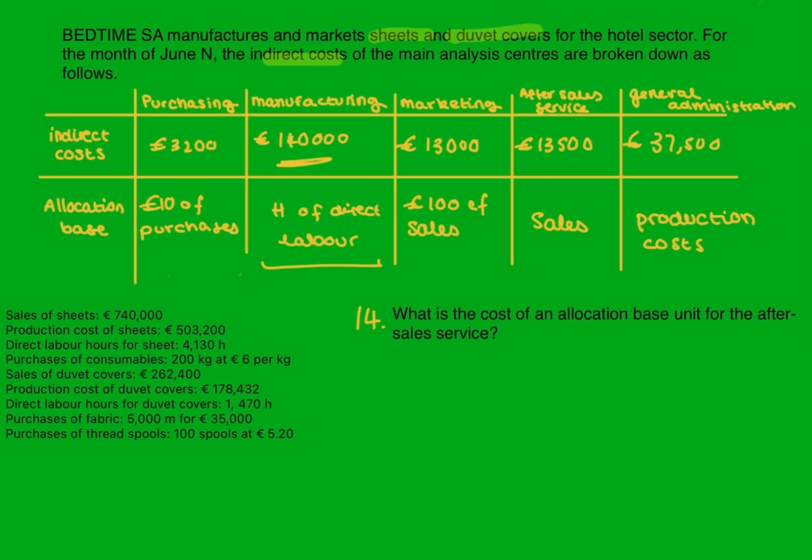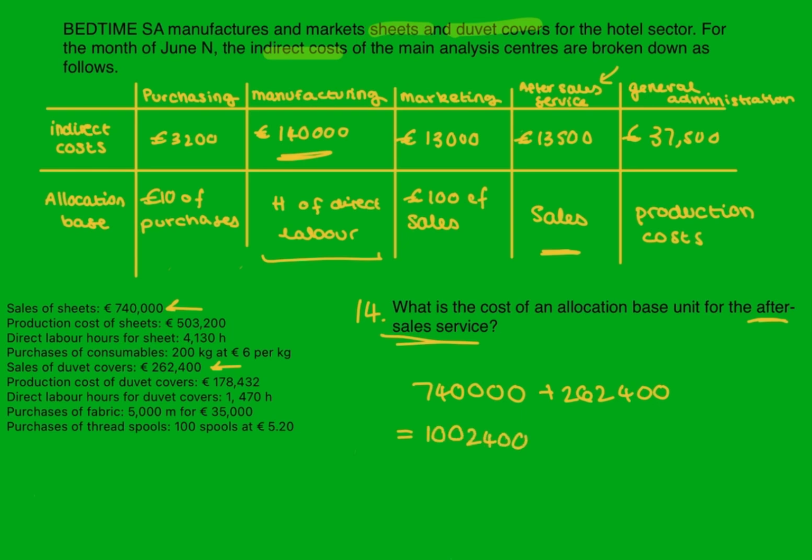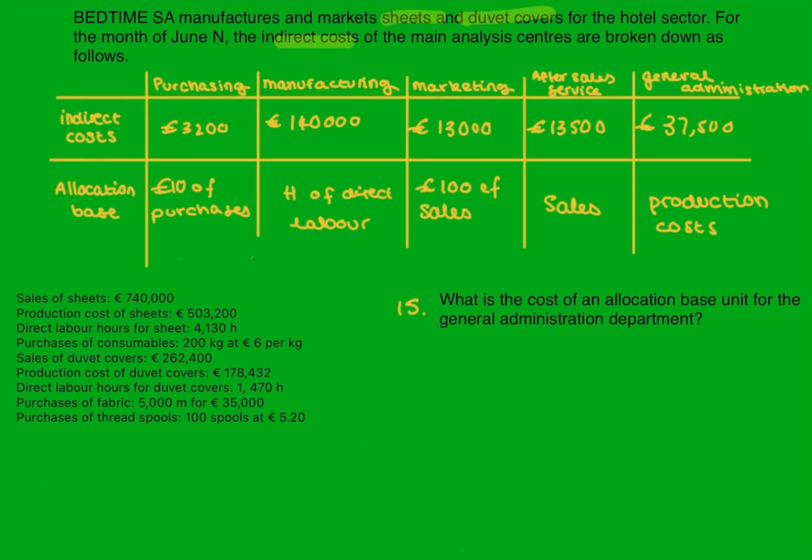In question 14, they're using the same data, but it's asking you for the allocation base of after-sales services. So you look at your after-sales services, and you look at the allocation base, which is sales. So you look at the sales of sheets and the sales of duvet covers: 740,000 plus 262,400, which equals 1,002,400. Then you look at your indirect cost, which is 13,500, and you divide it by 1,002,400, and it should equal 0.13.